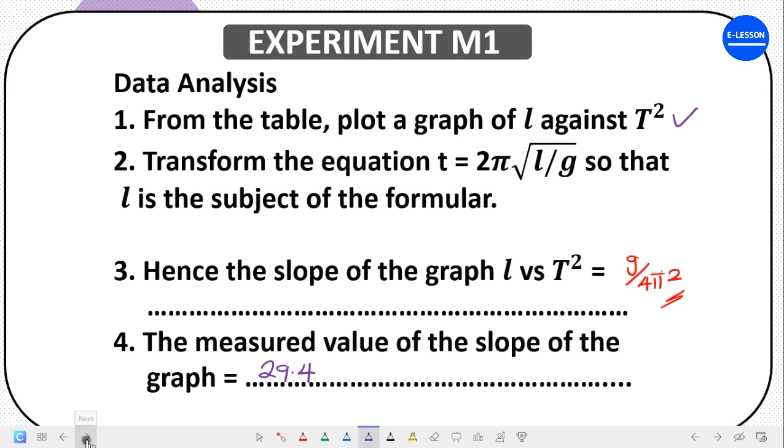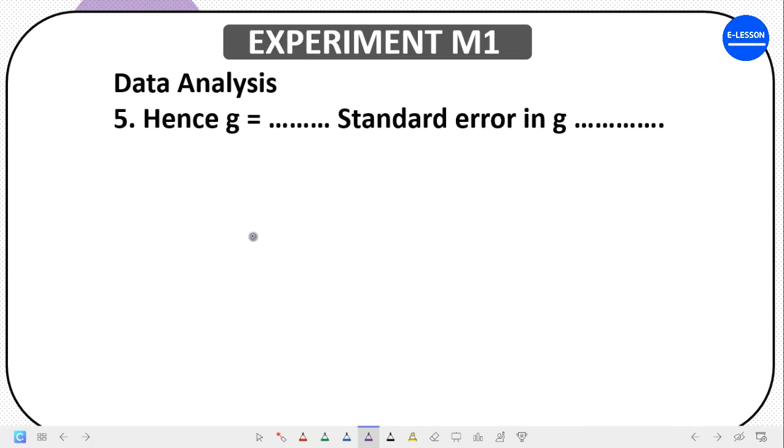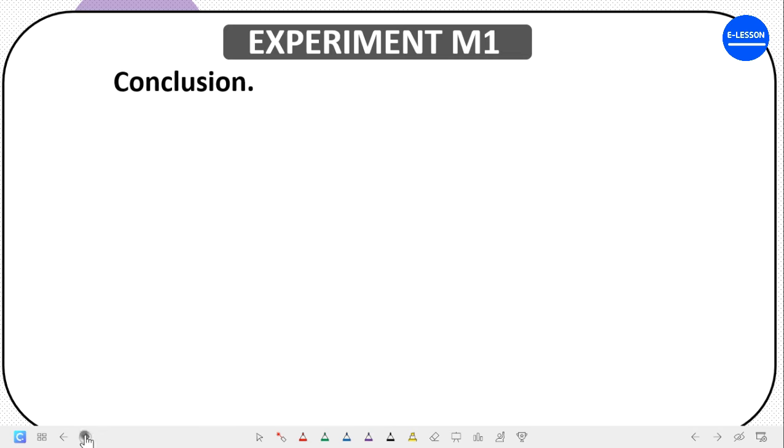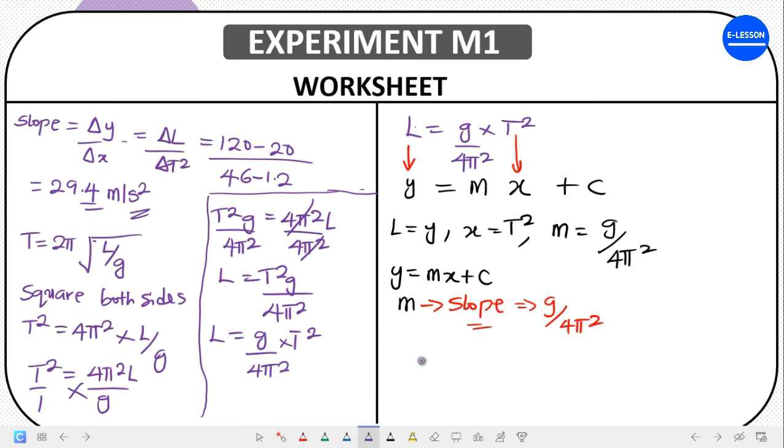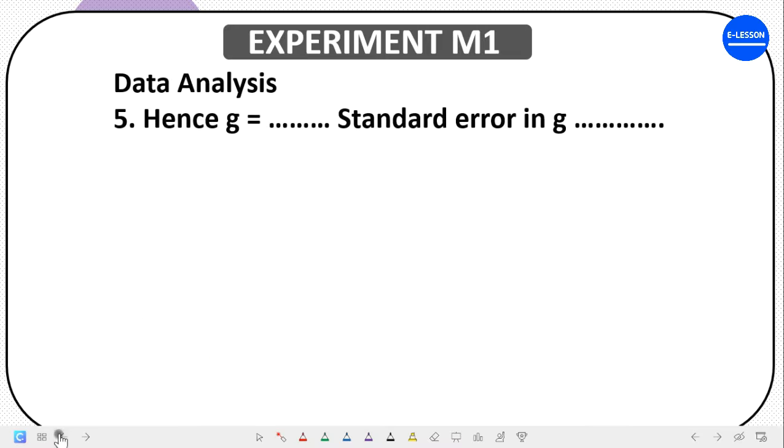Okay. Now, the next one says, hence the value of g is equal to... Now, how do you calculate the value of g? Listen, we say our m is what? g over 4π². Let me come back to this. Wait, I think there's space here for me to solve this. Hence, the value of g is... Now, we said m is what? g over 4π².